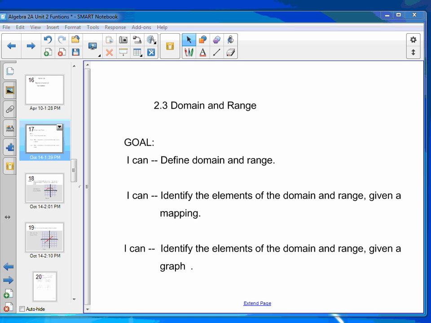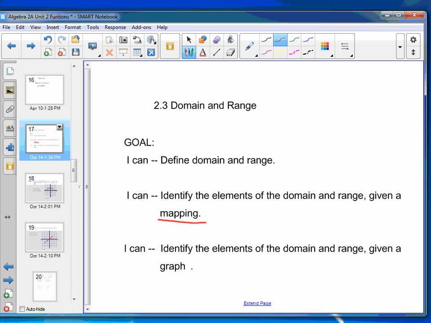All right, this section is going to be section 2.3 on domain and range. Our goal is going to be to define domain and range. The second one, identify the elements of domain and range given a mapping. And the third thing, identify the elements of the domain and range given a graph. All right, so let's get started.